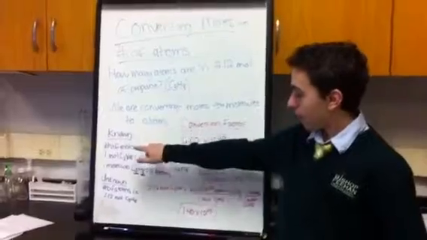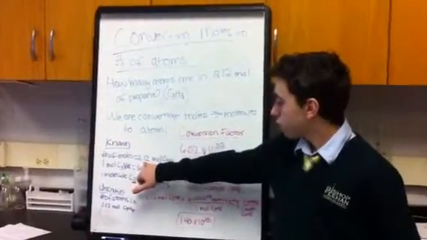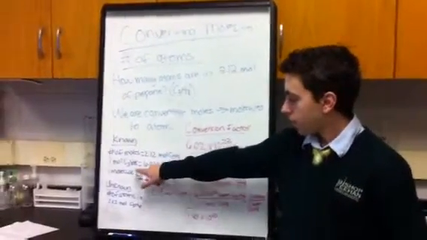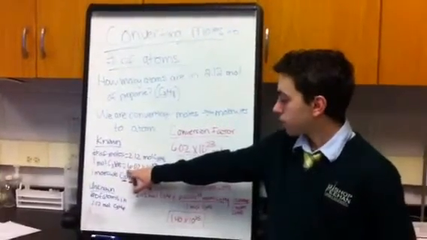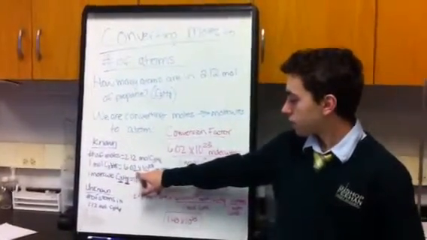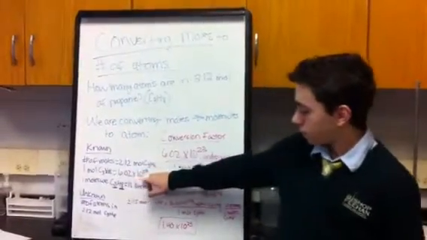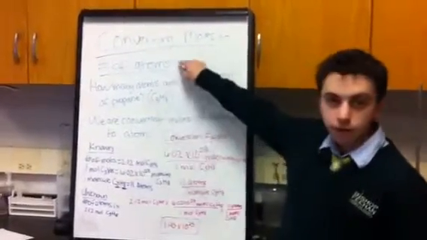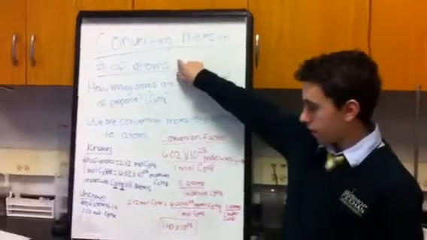Under the known I have the number of moles equals 2.12 moles of C3H8. And then 1 mole of C3H8 equals 6.02 times 10 to the 23rd molecules. This number is Avogadro's number, and you always use it when you're dealing with atoms and calculating the number of atoms in a formula.